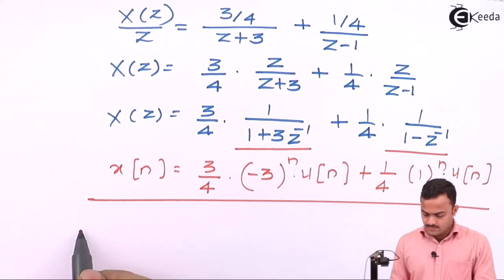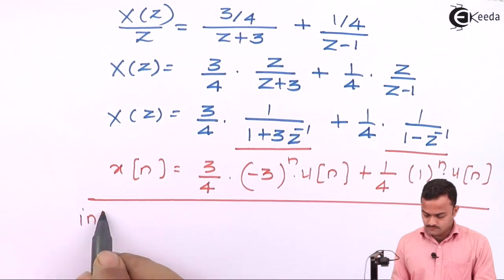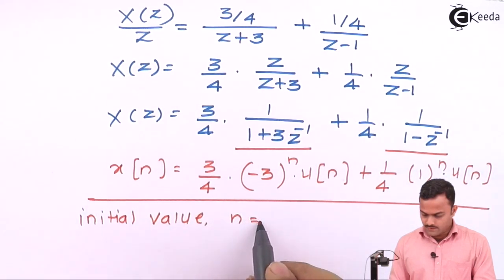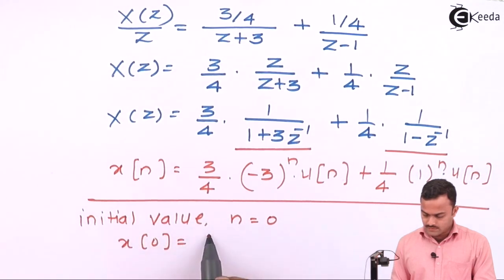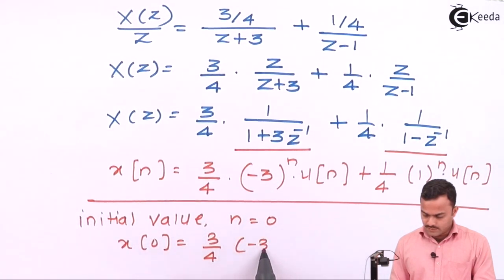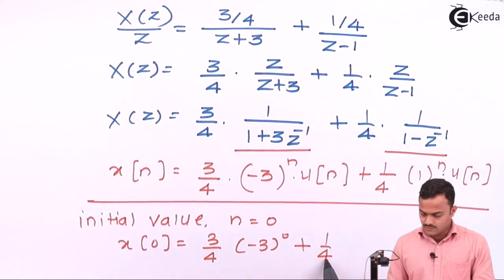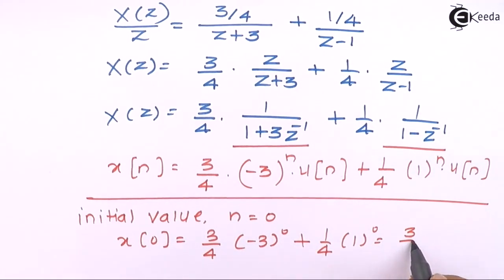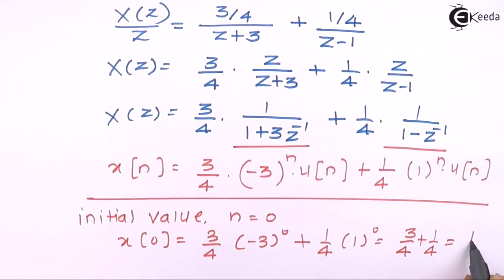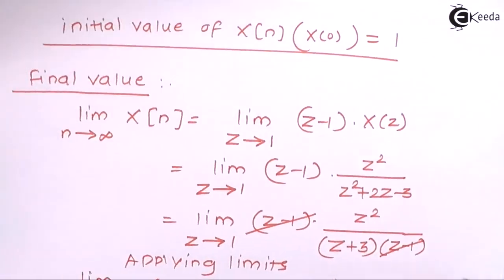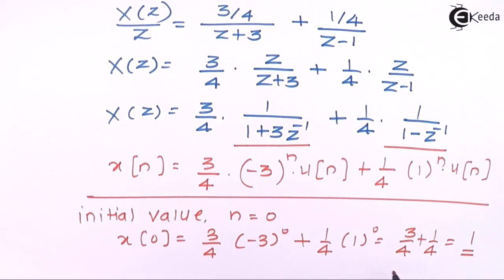For the initial value, if I put n equal to 0, I get x of 0 as 3 by 4 times minus 3 raised to 0, and u of 0 is 1 only, plus 1 by 4 times 1. So in the end it is 3 by 4 plus 1 by 4. Ultimately the answer will be 1, which we obtained in the first place. So by the signal also we are getting the initial value as 1.